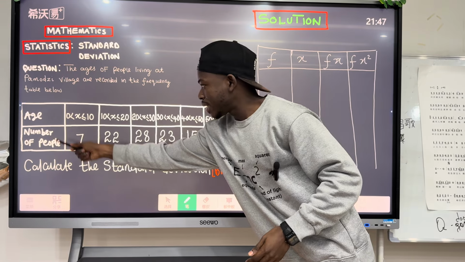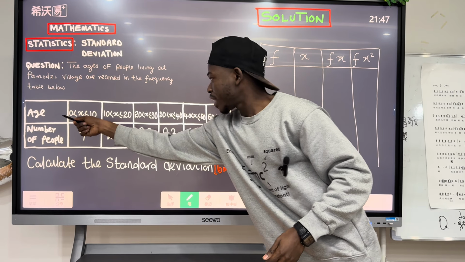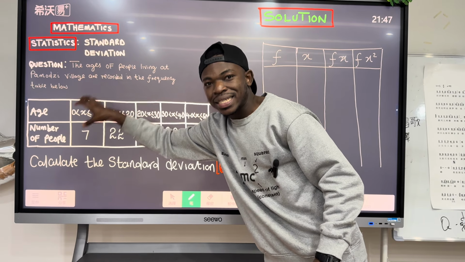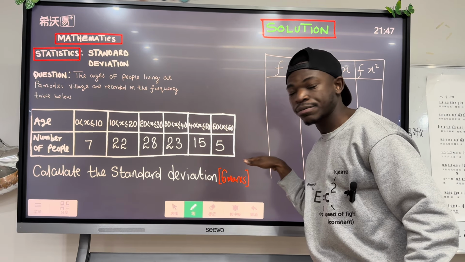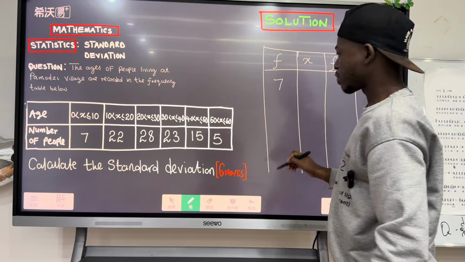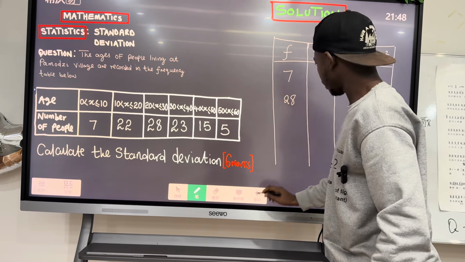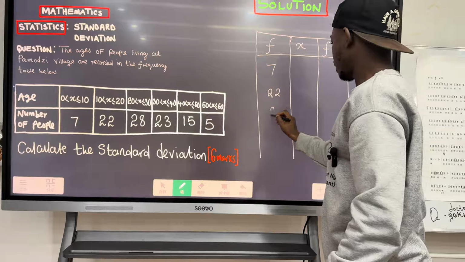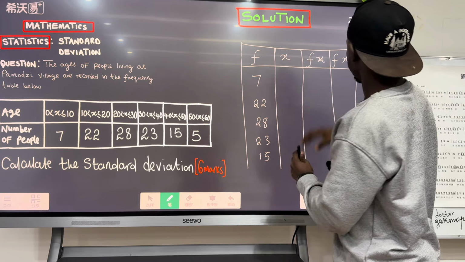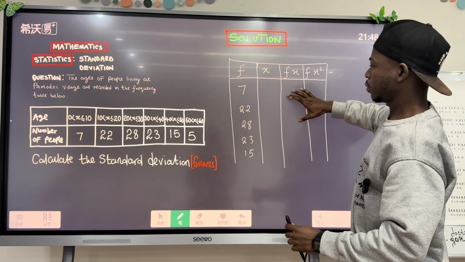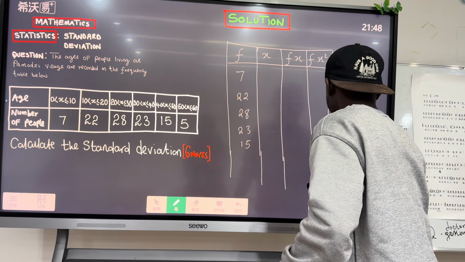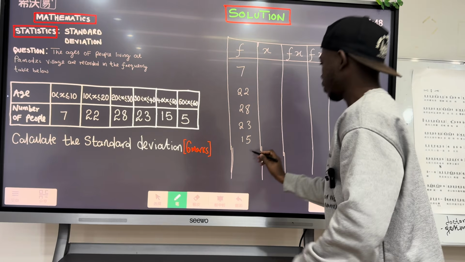So from the table, we can see number of people. So this is the age. So the age of people is given, that is the data that we are given. But the number of times that a particular set is appearing is what we have here, the frequency. So this is where we're getting the frequency. So we just get the frequencies here. We put them there. So we have 7, 22, 22, we have 28, we have 23, we have 15, and we have 5 here.